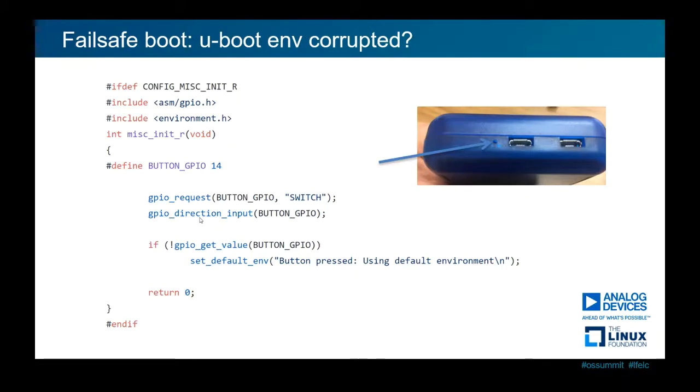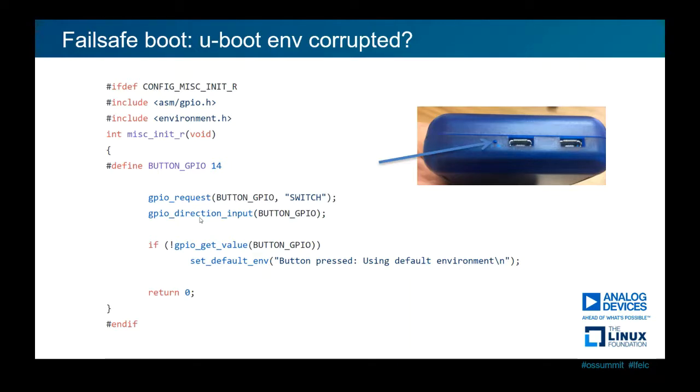U-Boot is in general pretty good. If the U-Boot environment is corrupted, then it just switches automatically to the default environment, which is a compile-time environment, typically defined with a set of strings in U-Boot. So if the CRC doesn't match, it automatically uses that.